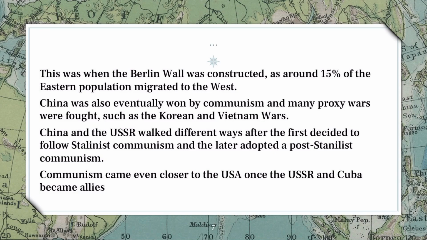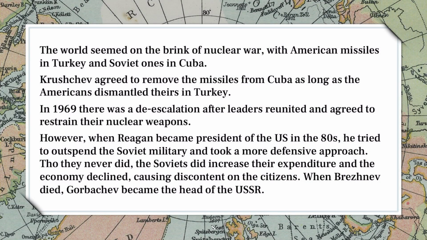China and the USSR walked different ways after the first decided to follow Stalinist communism, and the latter adopted a post-Stalinist communism. Communism came even closer to the USA once the USSR and Cuba became allies. The world seemed on the brink of nuclear war, with American missiles in Turkey and Soviet ones in Cuba. Khrushchev agreed to remove the missiles from Cuba as long as the Americans dismantled theirs from Turkey.